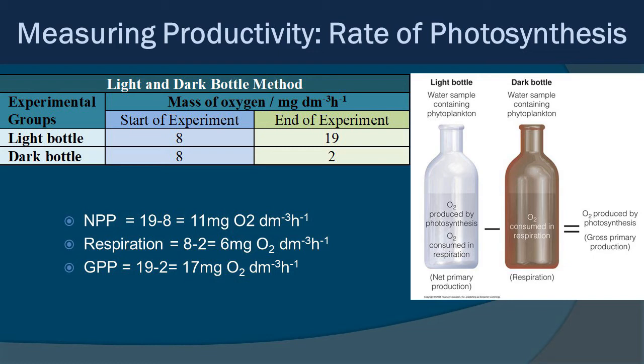In gross primary productivity, you would subtract 2 milligrams, which is what we ended up with in the dark bottle, from 19 milligrams, which is what we ended up with in the light bottle. And that leaves 17 milligrams per decimeter cubed per hour.